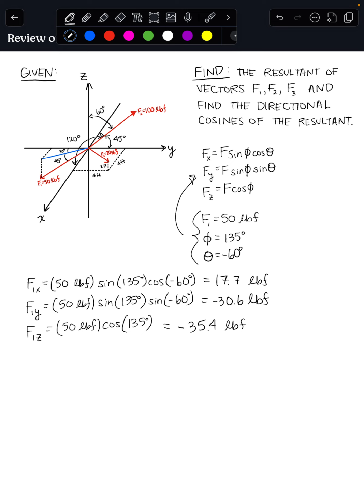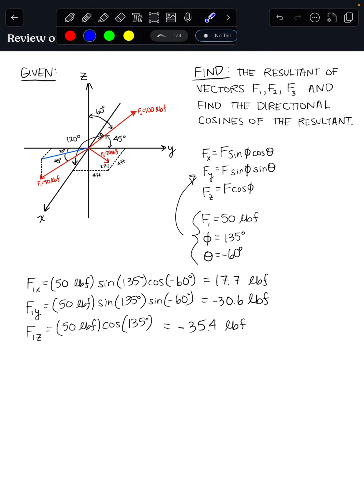Okay, so let's check it first and make sure that this makes sense. So I got a positive number for x, and that makes sense. Our vector F1, we're pointing along the positive x-axis. I got a negative number for y, and again, that makes sense. We're pointing down the negative y-axis. And for z, we got a negative component, and again, yes, that makes sense. We're pointing down the negative z-axis.